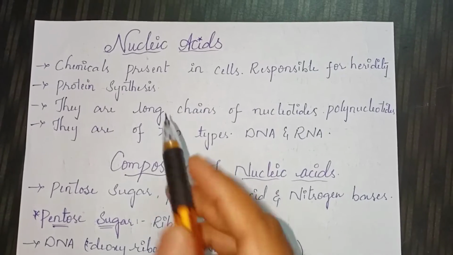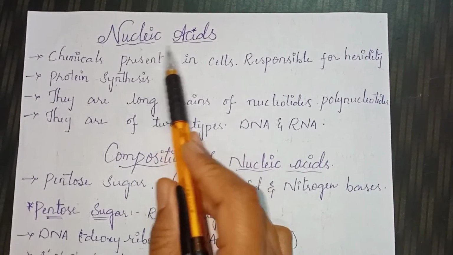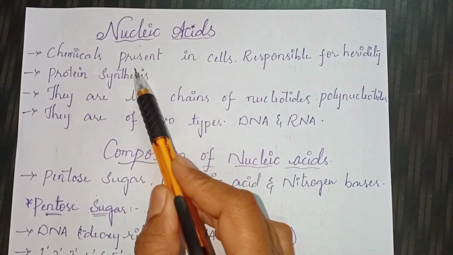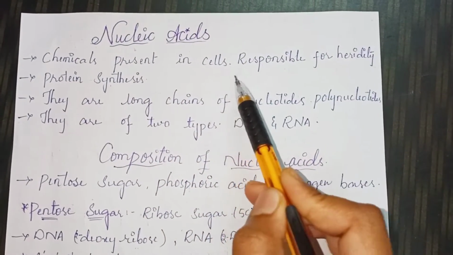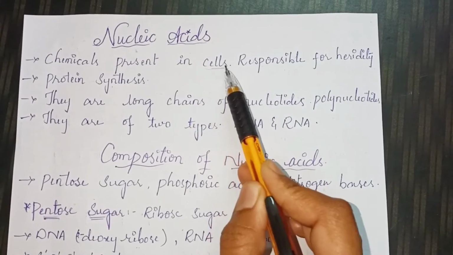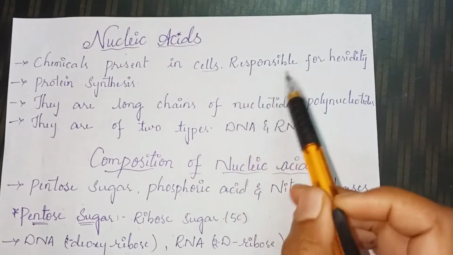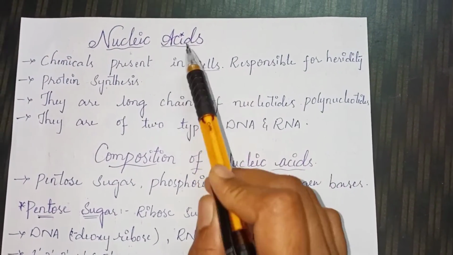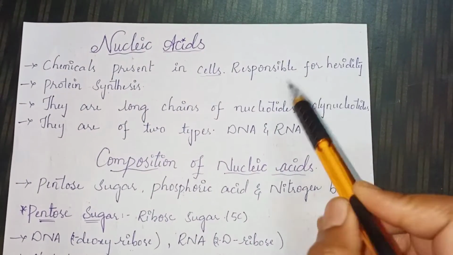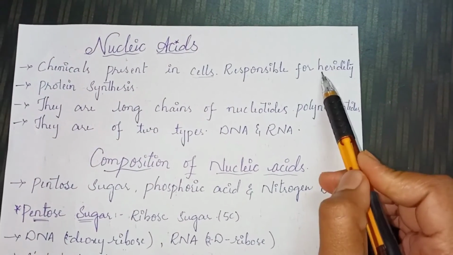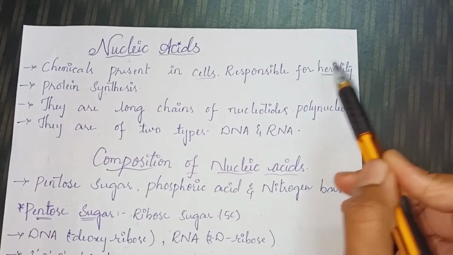Next topic is nucleic acid. So what are the nucleic acids? Nucleic acids are the chemicals that are present in the living cells. These chemicals are present in the form of DNA and RNA. These nucleic acids are responsible for heredity, that is the transfer of characters from one generation to another generation. So this is the main function of nucleic acid.